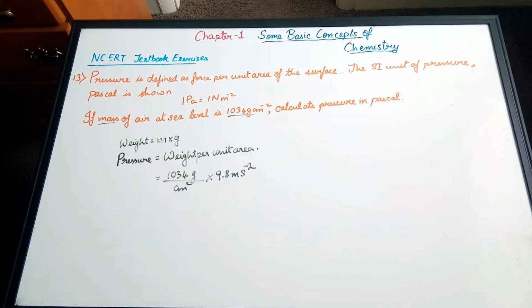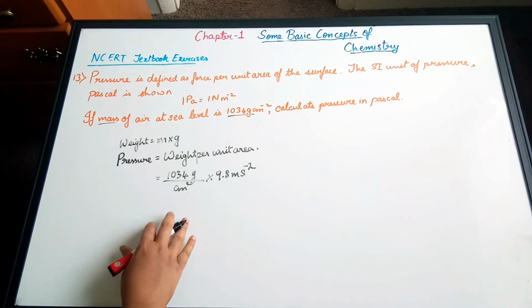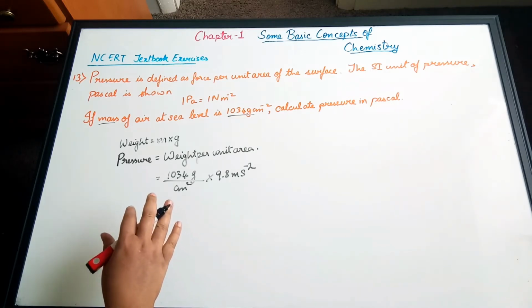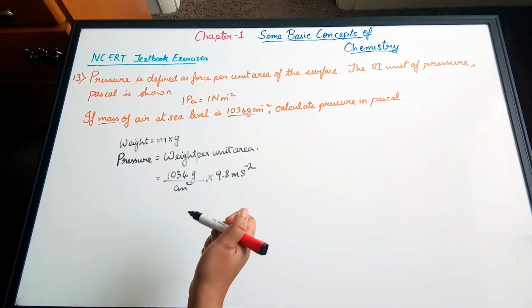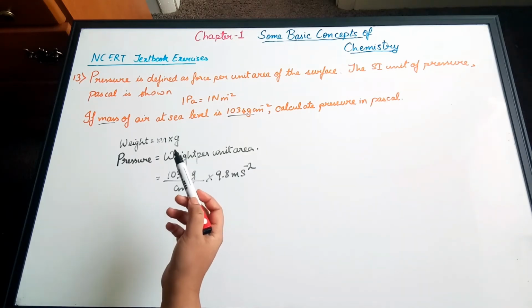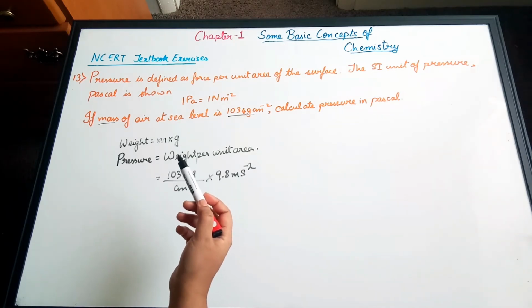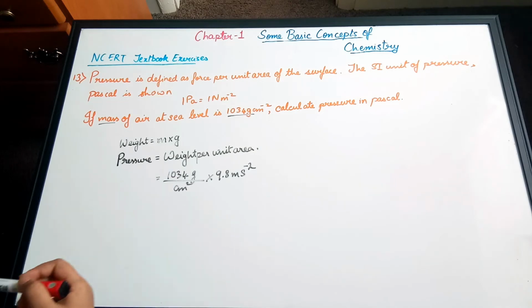So now we need to find out the pressure in pascals, which means we need to convert all the units for us to get the units in terms of pascals, right? And we've been given 1 pascal is equal to 1 newton per meter square.